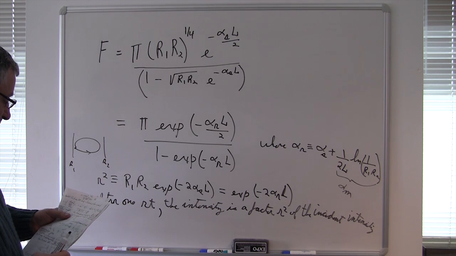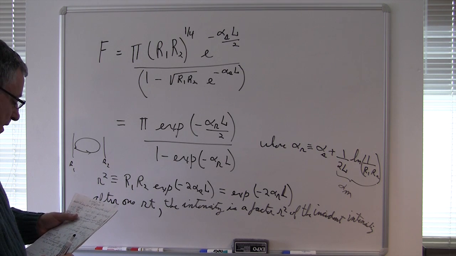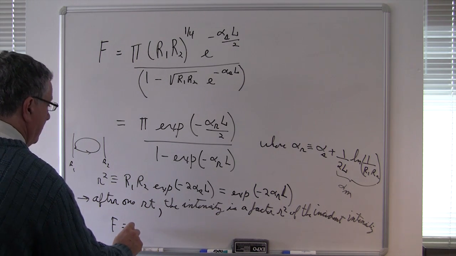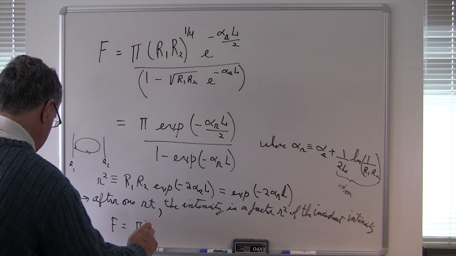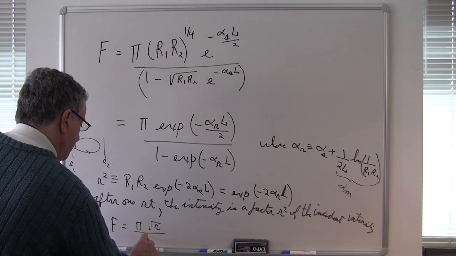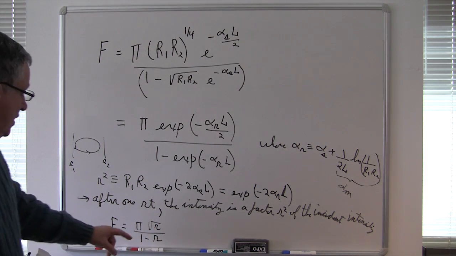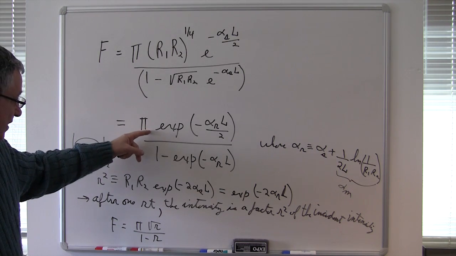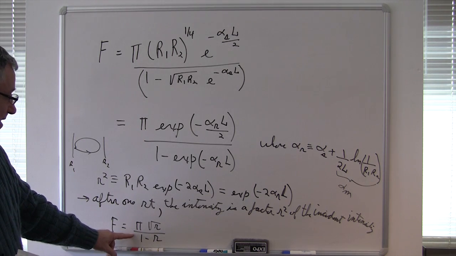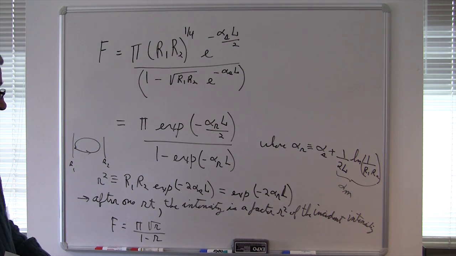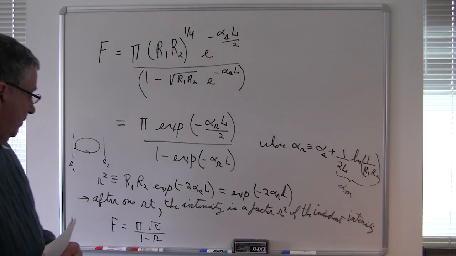So if you use that definition of r squared, then the finesse can also be written as pi square root of r divided by 1 minus r. Just by inspection, if r squared is defined like this, you can see that the finesse can be written like this in terms of the factor by which the intensity is reduced after one round trip. So there are different ways of writing the finesse.